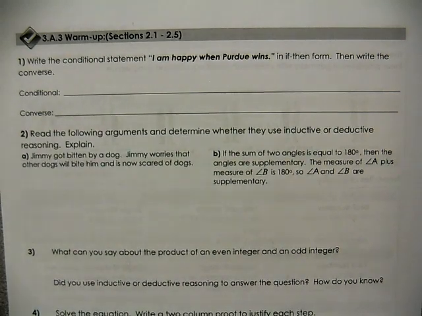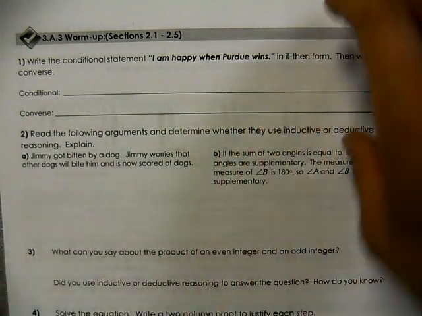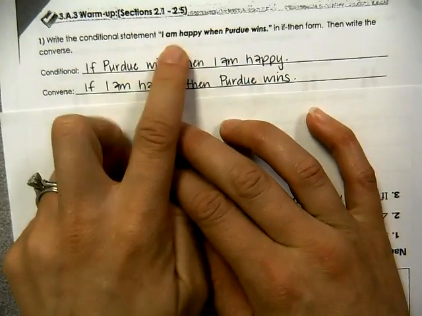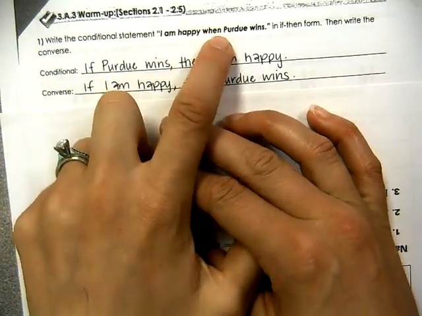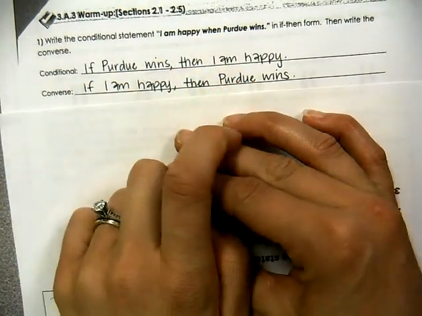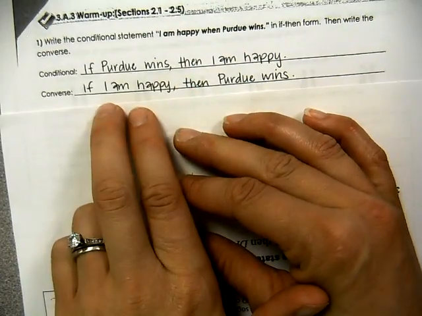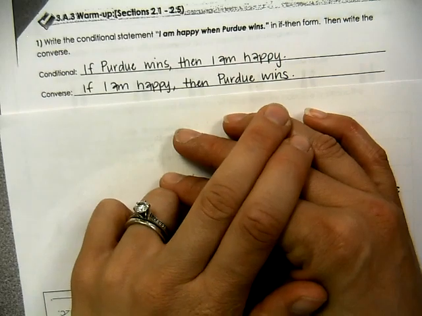Now that you guys have worked through that, I want to talk through my answers a little bit. Here, for the first one, what it's saying is that I am happy when Purdue wins. So saying if Purdue wins, then I am happy. That's written in if-then form. The converse would be switching the hypothesis and conclusion. So if I'm happy, then Purdue wins.